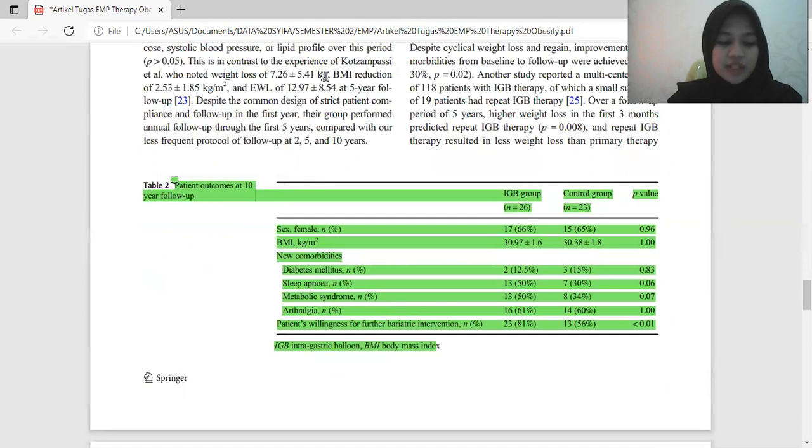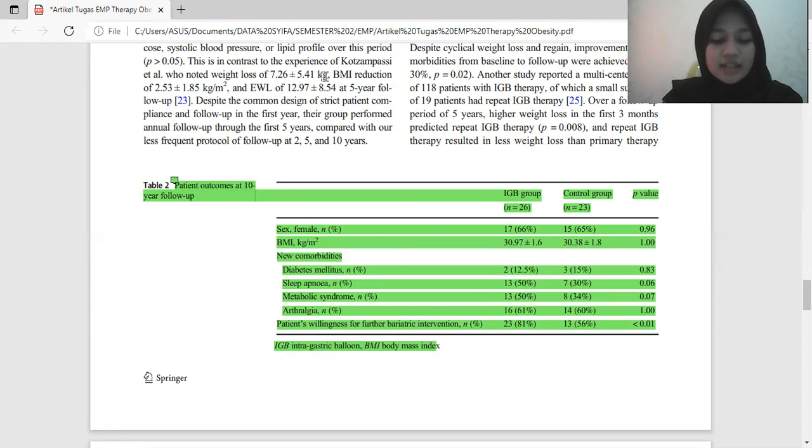Next is number 17B. Number 17B is for binary outcomes, presentation of both absolute and relative effect size is recommended. Number 17B is not in this article, so number 17B is not available. Next is number 18. Number 18 is results of any other analyses performed, including subgroup analyses and adjusted analyses, distinguishing pre-specified from exploratory. Number 18 is not available.